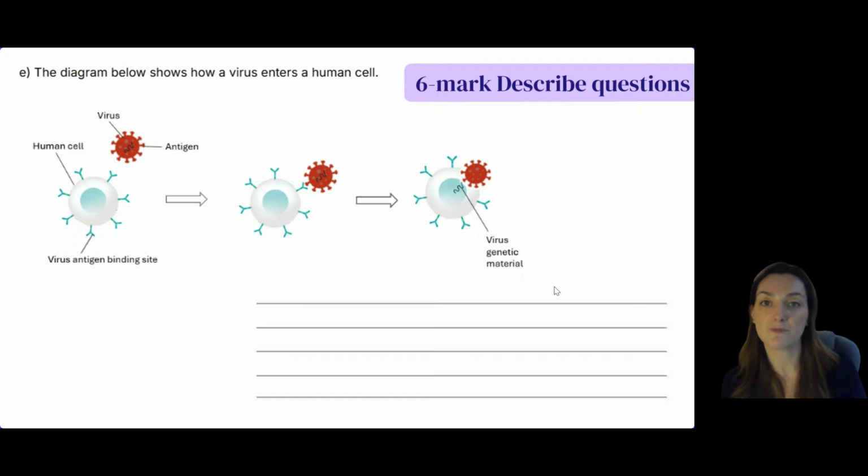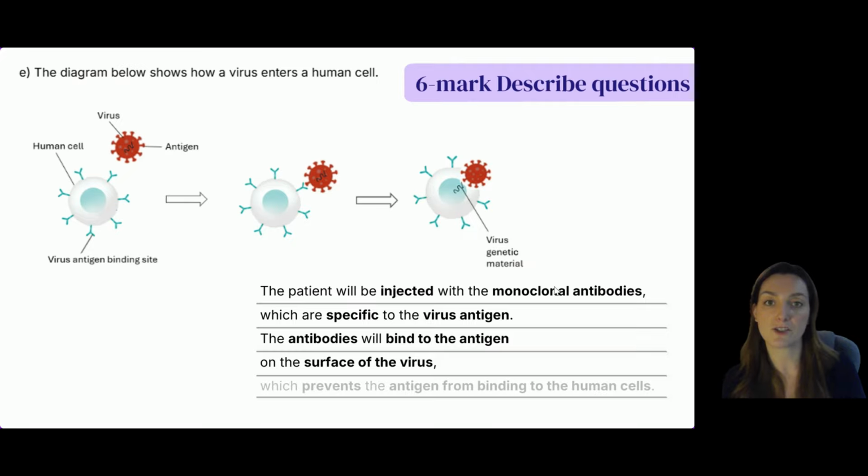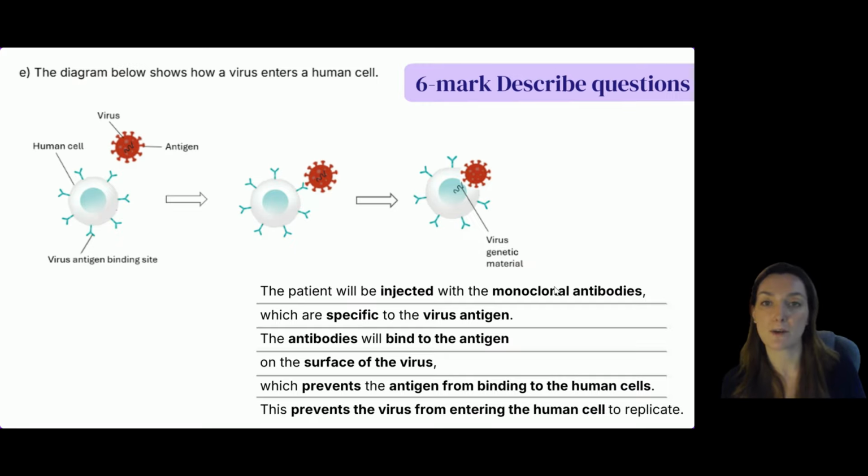First of all, the patient will need to be injected with monoclonal antibodies. Just going to clarify again that the monoclonal antibodies are specific to that particular virus's antigen, and that this means that the antibodies will bind to the antigen, and the antigen are on the surface of the virus. This is going to prevent the antigen from being able to bind to the virus antigen binding site on the human cells, and in turn, this will prevent the virus from entering the human cell in order to replicate.